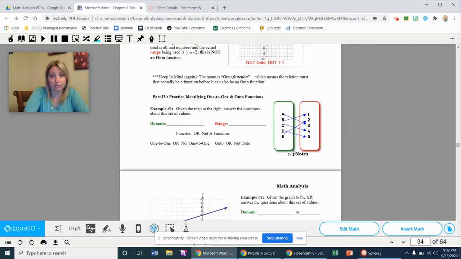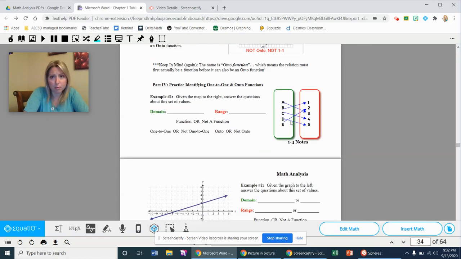All right, practice. Here we go. Heads up, this arrow is 2, this arrow is 3. So this is going to be one to one and onto, right? So our domain and range are going to be really nice and easy because it's letters, right? So typewriter. Here we go.